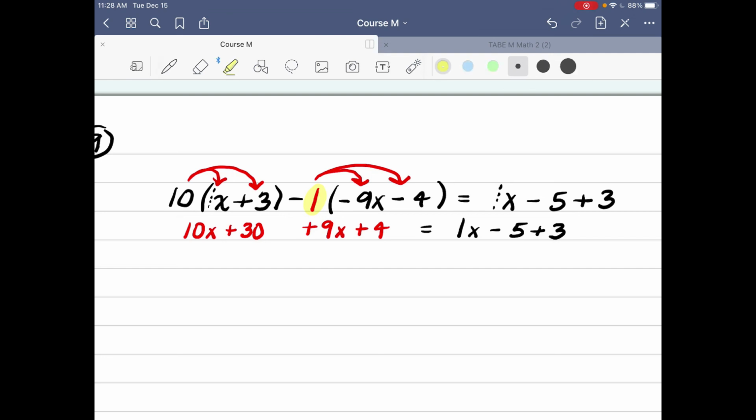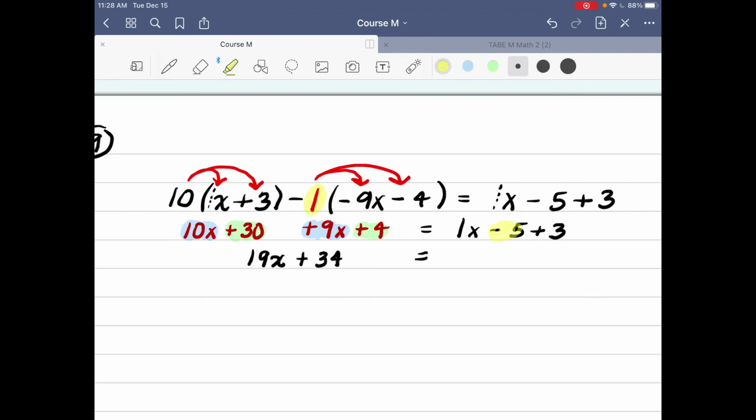I need to combine my like terms, and there are a bunch of them. We've got the 10x that can be combined with the 9x, so that gives me 19x's on this side. I can combine the 30 with the plus 4, so that's plus 34. And then on this side, I can combine the 5 and the 3.